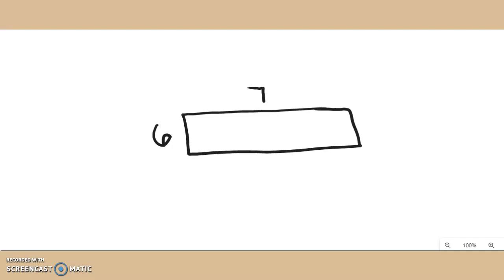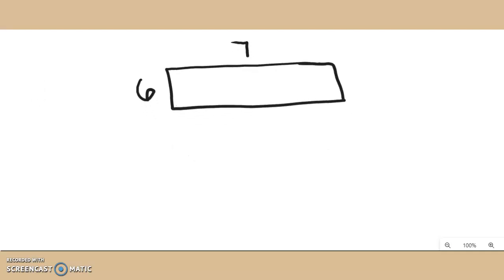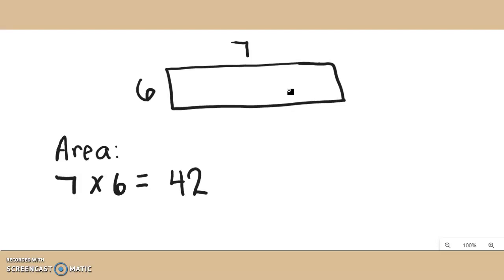So now, to be able to figure this out, we need to do the area. Make sure that you write this all down. Area is a multiplication problem. So you need to go length, which is 7, times the width, which is 6. And 7 times 6 is 42. You need to make sure that you write your equation. So your area is 42. This is your answer right here, 42.